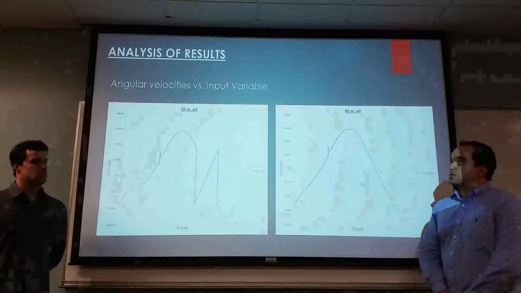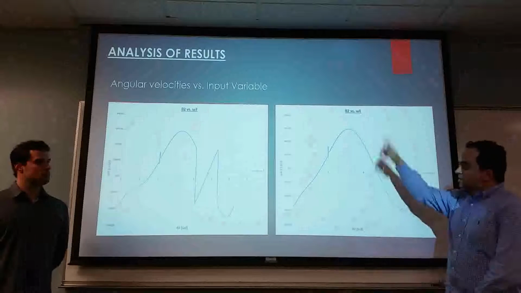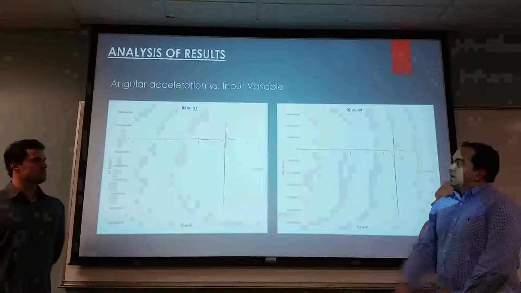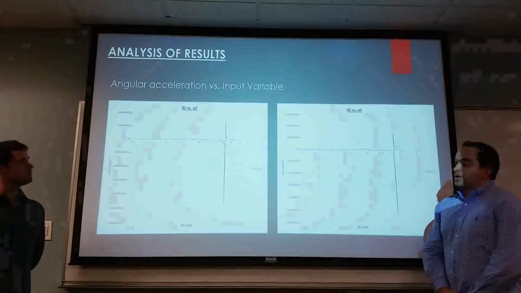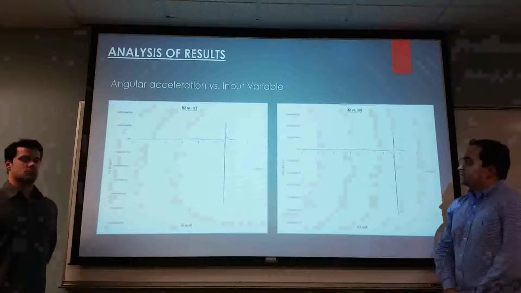Here is the analysis of the results. The angular velocities against the input variable. They look similar except for the spike over there. These are the angular accelerations against the input variable theta 2. They also look similar as well.